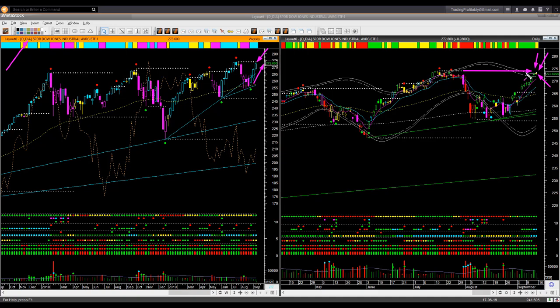Price is already near the upper boundary level and it is overbought as shown by the stretch band indicator. Because it is at the upper boundary level and it is overbought, you are not going to look for any long opportunity in DIA at this point.